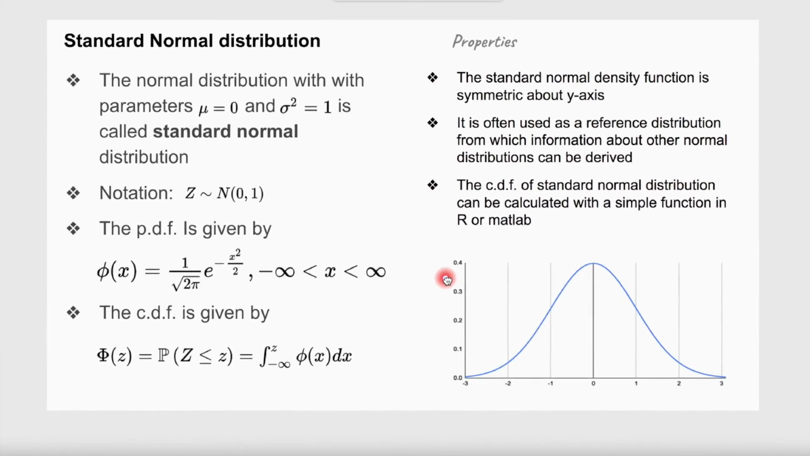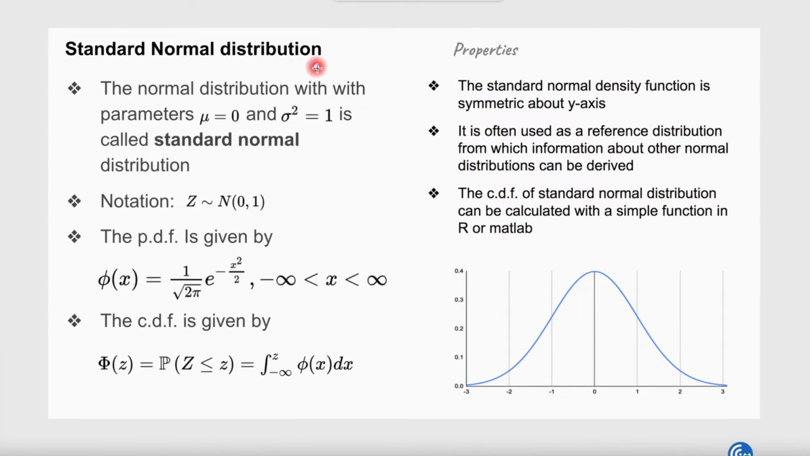Next, we're going to introduce the standard normal distribution. The normal distribution with the parameters mu equals 0 and sigma squared equals 1 is called the standard normal distribution. We typically use the notation Z to represent a standard normal random variable. The PDF is given by phi of x is equal to 1 over square root of 2 pi, e to the negative x squared divided by 2. Typically, we use a lowercase phi of x to represent the PDF of a standard normal.